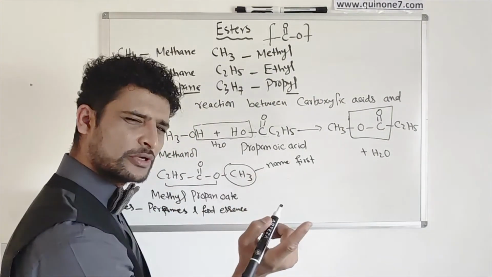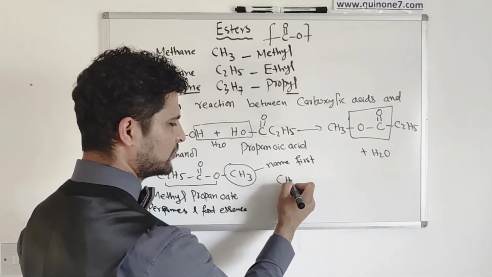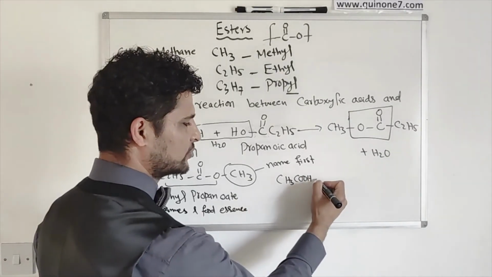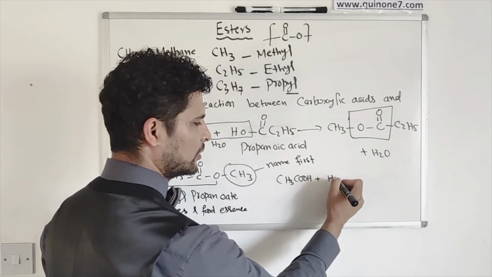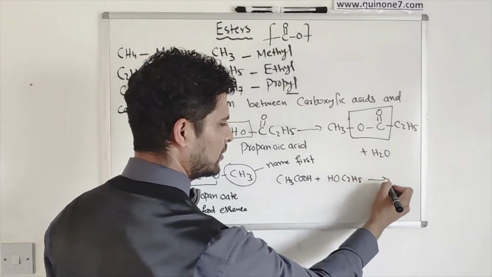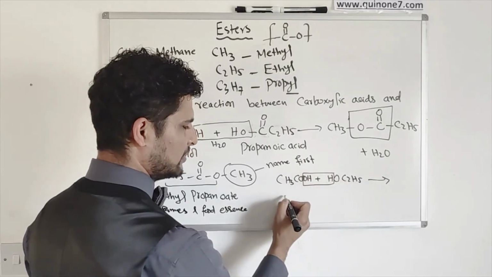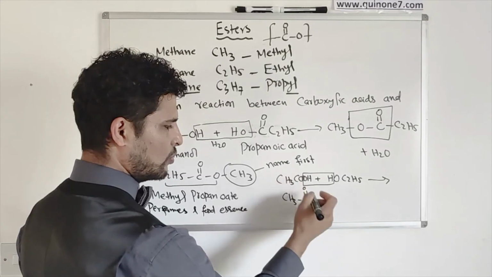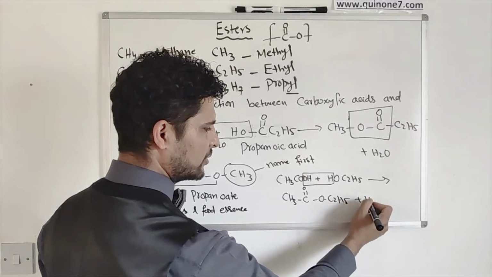Now I'm just going to take one more example just to make sure that you understand it. For example, CH3COOH, which is ethanoic acid, is going to react with an alcohol, C2H5OH, ethanol. So H will come out from here and OH from there. It will produce CH3, this C, O, this O there, and C2H5, plus water.